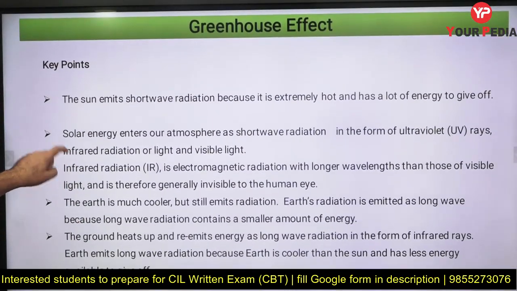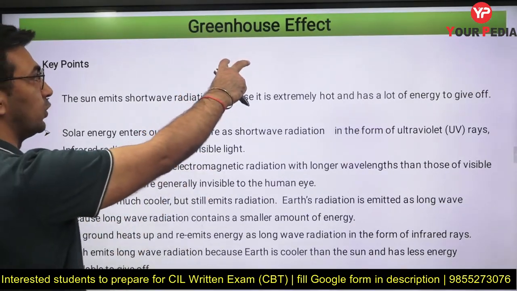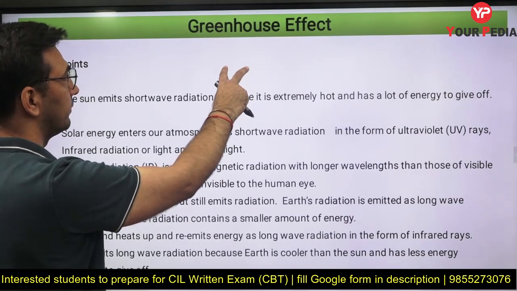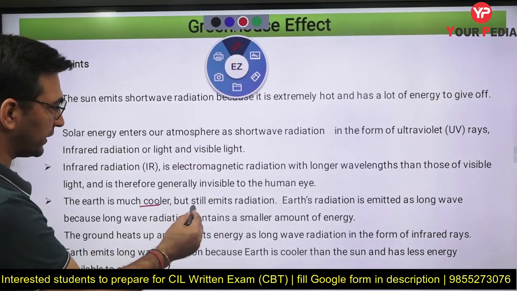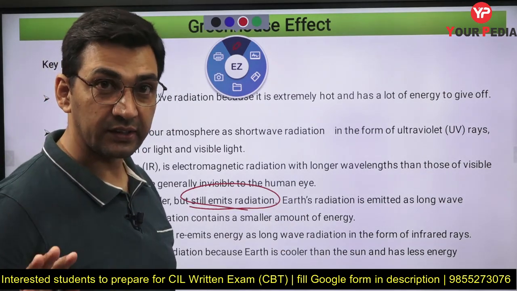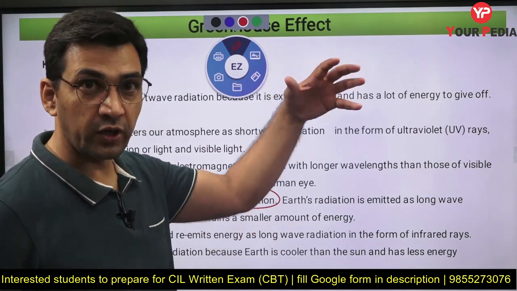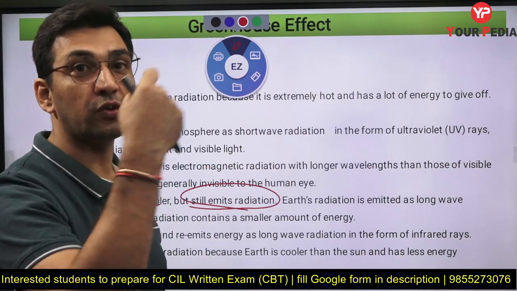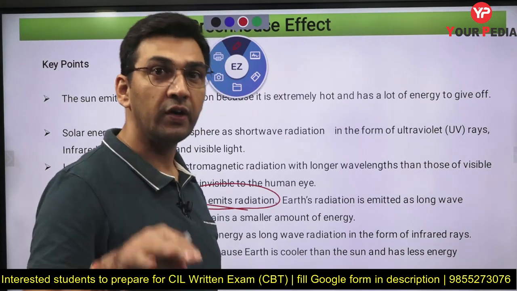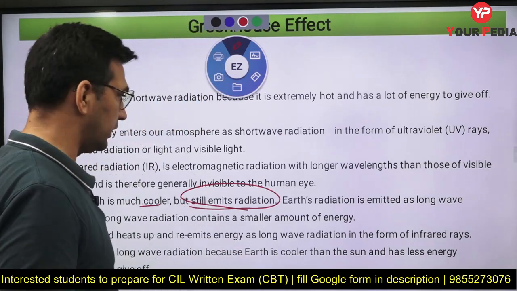Now go to the next statement. What it says: the earth is much cooler. Okay, the earth is much cooler, but still emits radiation. I told you all bodies emit radiations. The only difference is that a heated body is going to emit radiations of shorter wavelength, whereas a relatively cooler body is going to radiate emissions which are of larger wavelength and have less energy.